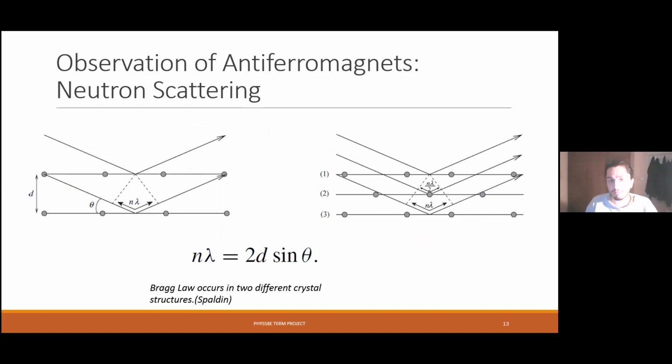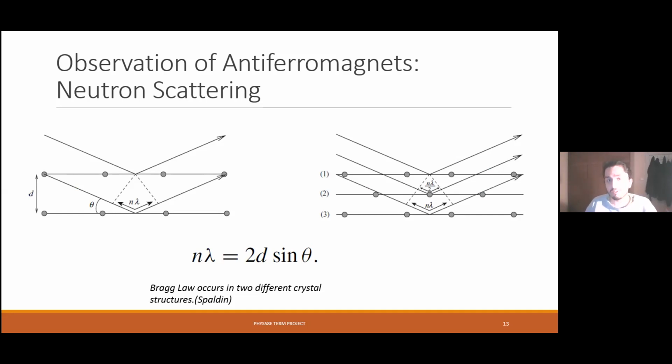And the most fundamental way to understand the antiferromagnetic structure is neutron scattering. The scheme you see on the screen is the basic Bragg law. As we already know, the Bragg law is based upon the scattering of X-rays. But here, we used neutrons instead of X-rays. The reason behind this is we try to obtain the magnetic structure.